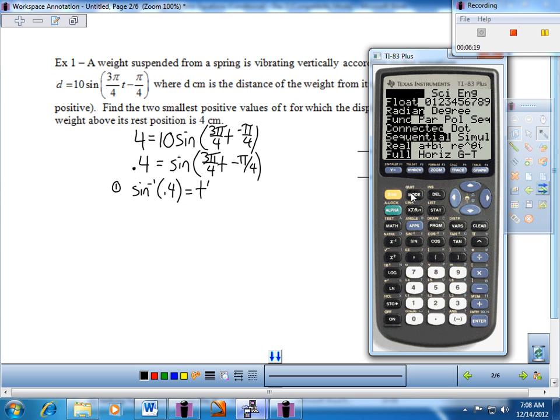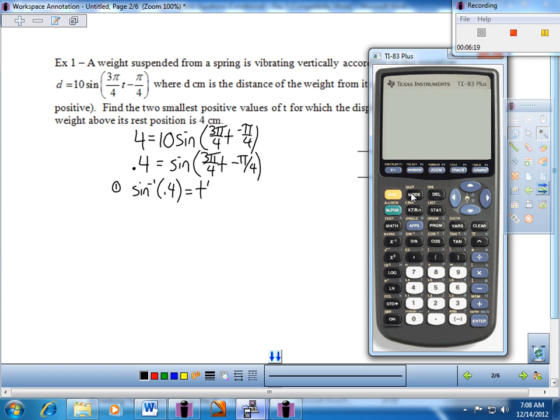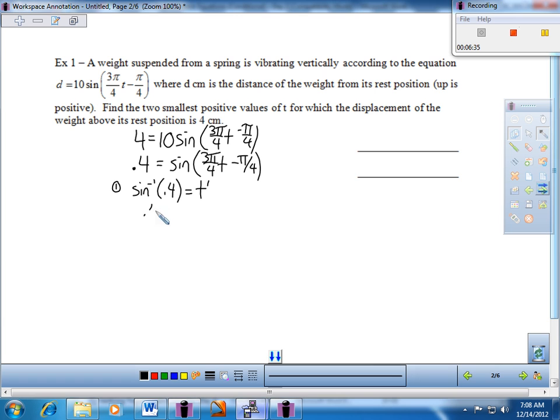Everyone, just make sure, radian mode, please. And let's go for it, everyone. Type in inverse sine 0.4, and that looks good. To about 4 decimal places there, I got 0.4115. So t prime is 0.4115. All right, step 1 completed.